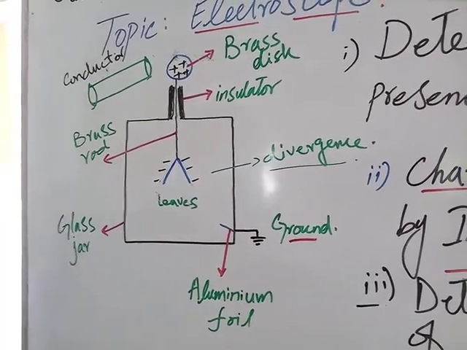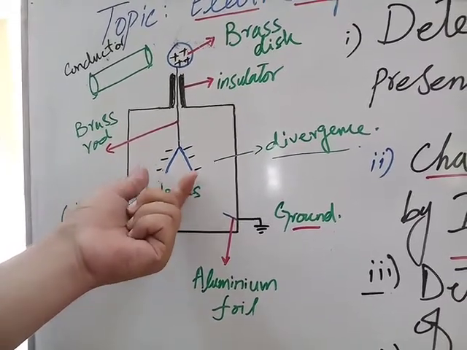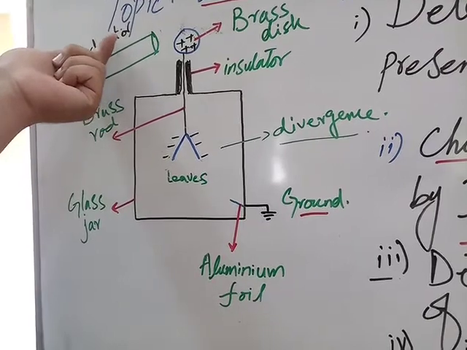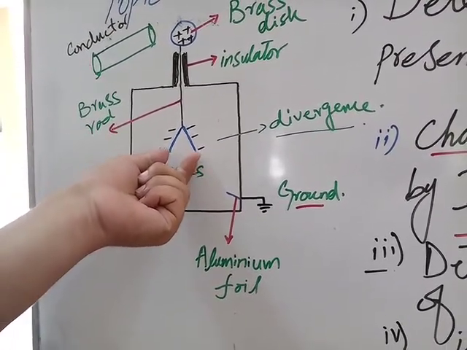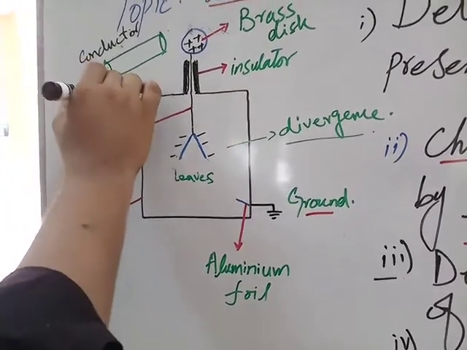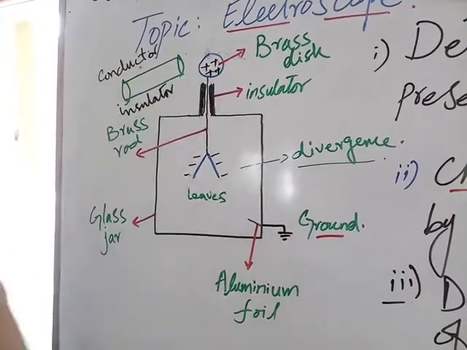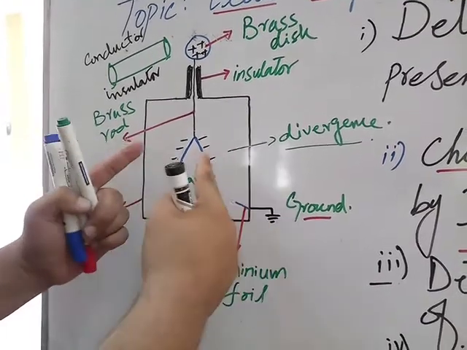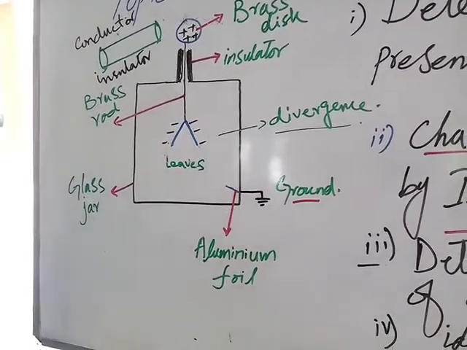If the leaves of the electroscope diverge or change their position, the material under test is a good conductor. And if there is no change in the position of the leaves, the material is an insulator. For an insulator we see no deflection or no position change of the leaves, and for a conductor the leaves change their position.